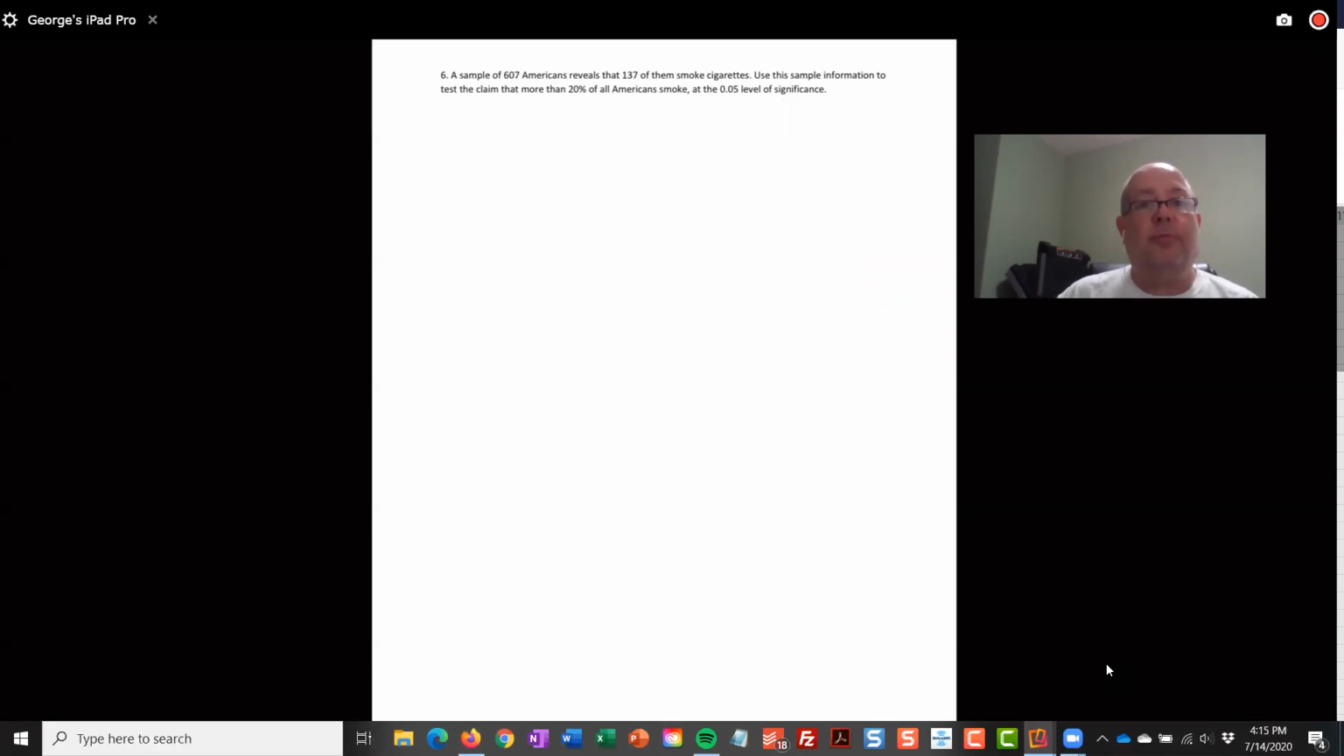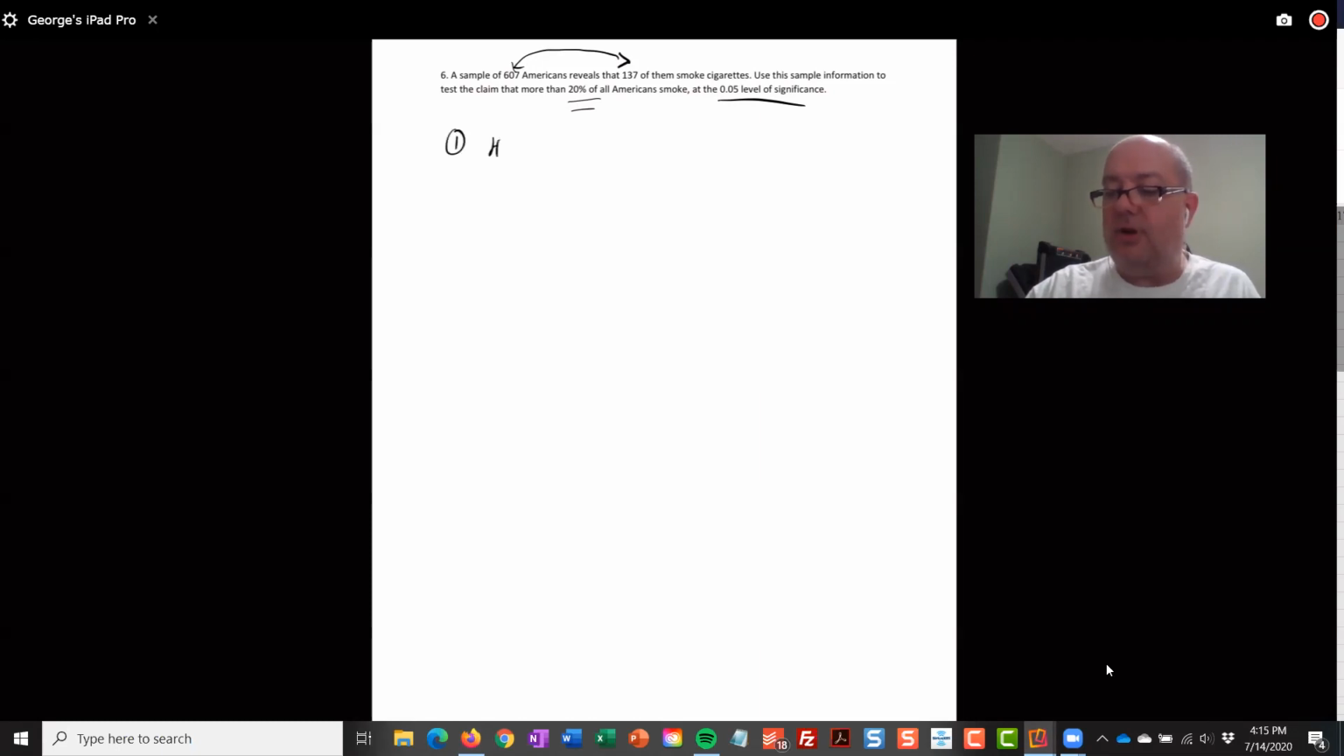A sample of 607 Americans reveals that 137 of them smoke cigarettes. Use this sample information to test the claim that more than 20% of all Americans smoke at the 0.05 level of significance. Again, we've got a level of significance. We're comparing a population proportion to a certain percentage. That's a one proportion test. Also, our sample, 137 out of 607, this many out of that many. Finally, if you were to gather this data, you would ask an American if they smoke cigarettes. The answers are yes or no. Categories, proportions.